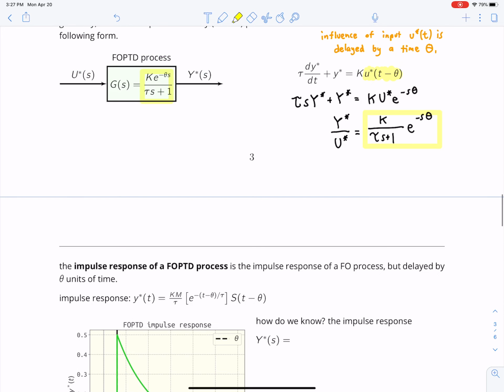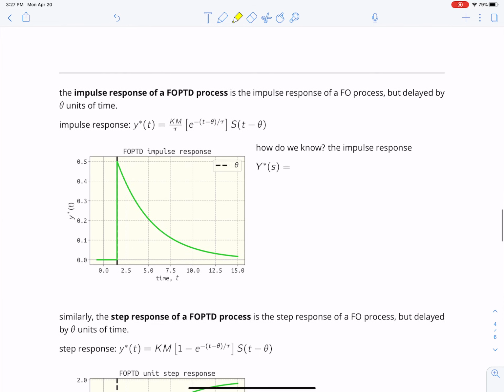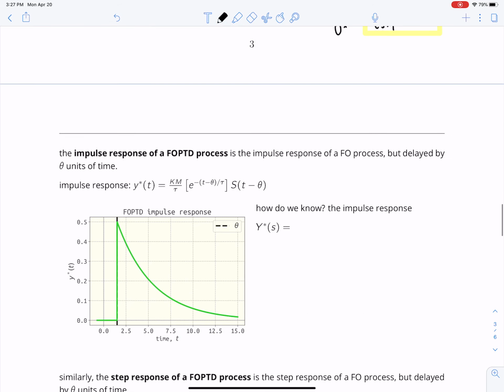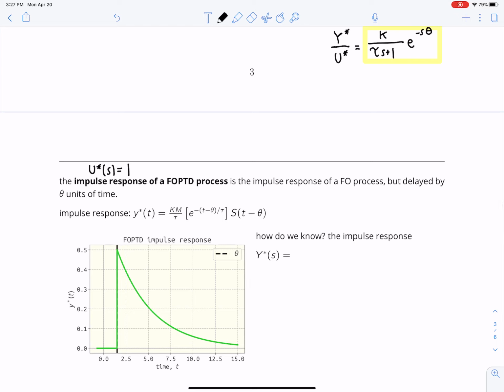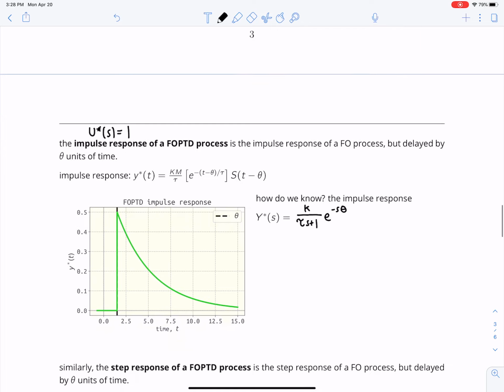Okay, and so we might be interested in what the impulse response of a first order plus time delay process is. And all it is is the impulse response of a first order process, but delayed by theta units of time. All right, and so this here is the impulse response of a first order process delayed, shifted to the right by theta units. So how do we know this? So I'll go through one of these. Well, if you have an impulse input, that means that U star of s equals 1. Right? That's the Laplace transform of a Dirac delta function. And that implies that Y star is just the transfer function. So the transfer function is the impulse response, remember. So that's Y star based on the transfer function.